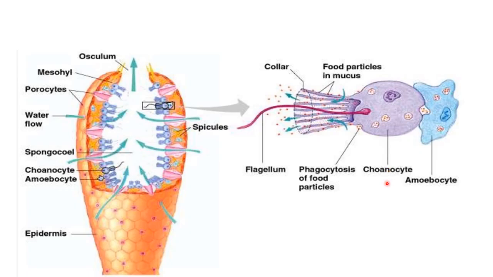Choanocytes or collar cells are special flagellated cells that line the spongocoel and the canals. This is a single structure and this is an enlarged structure. These are flagellated cells, and the body is supported by a skeleton made up of spicules. Generally, sponges reproduce asexually by fragmentation or sexually by formation of gametes. The development is indirect: they produce different types of larval stages such as parenchymula and amphiblastula. The choanocyte is a very important feature of the sponges.